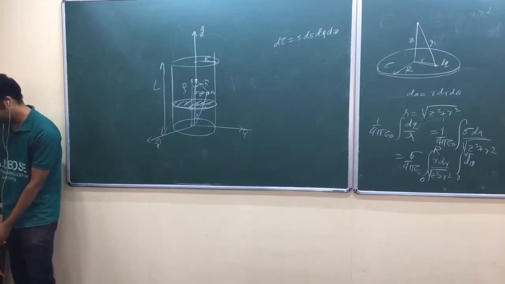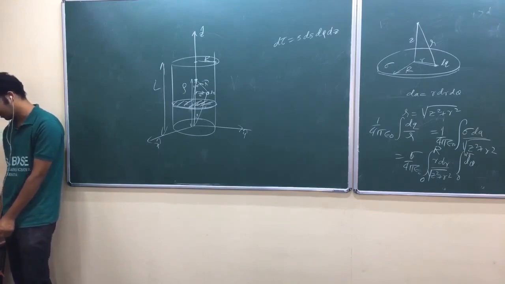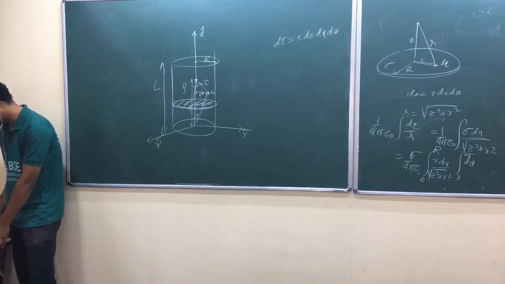2.28 I think you can do. I think 2.29 is checking the Poisson's equation. That also can be done. Okay, so take a break. We shall continue.